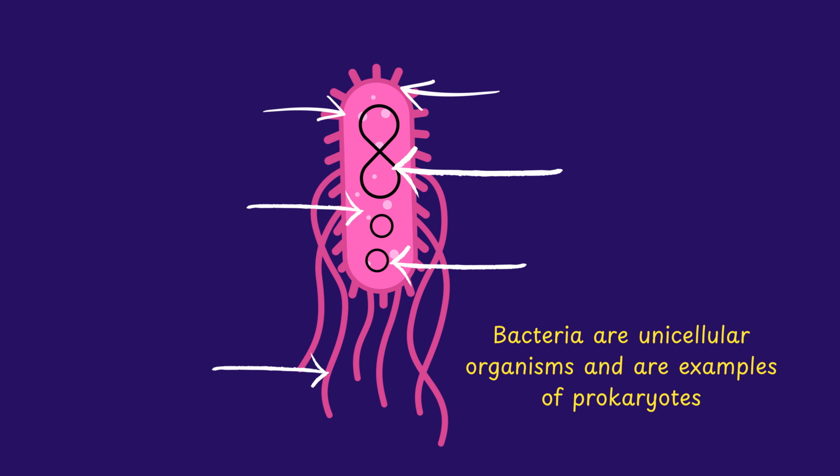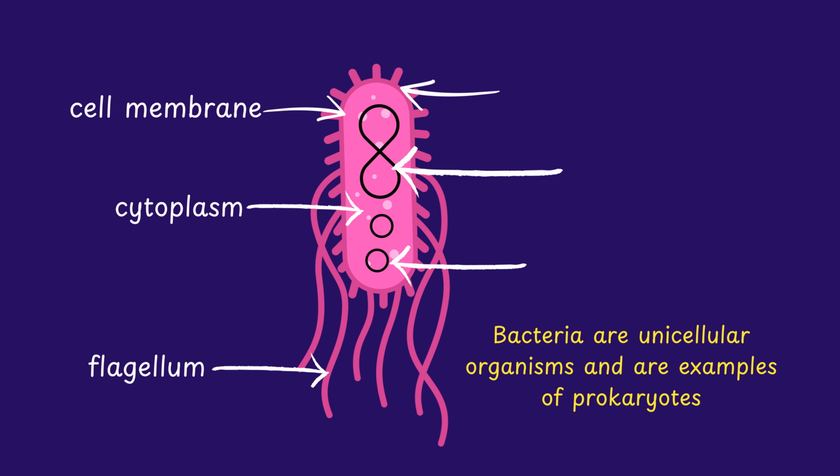Students, what you're seeing on the screen right now is a diagram of a bacterial cell. Bacteria are unicellular organisms and are examples of prokaryotes. Let us label this diagram, starting from the left side. First one is the cell membrane, cytoplasm, flagellum, cell wall, loop of DNA, and plasmid.